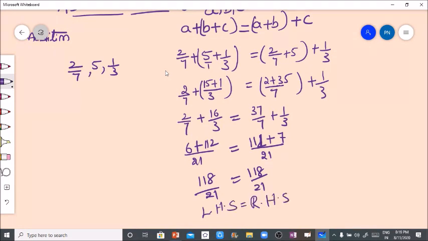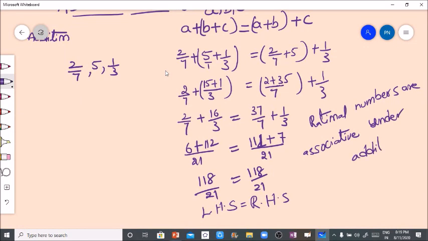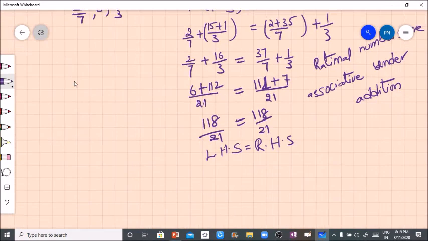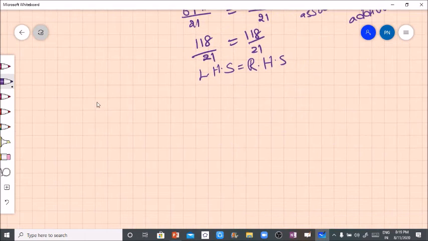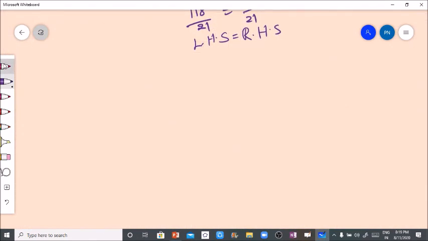That means rational numbers are associative under addition. Right. Okay. I am going to take the next basic property, subtraction. Okay, children? Right.